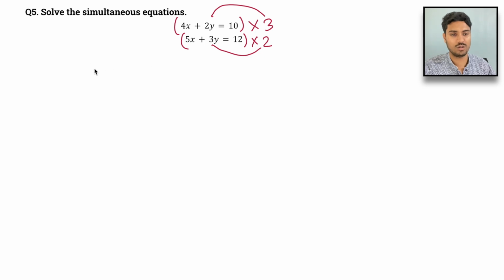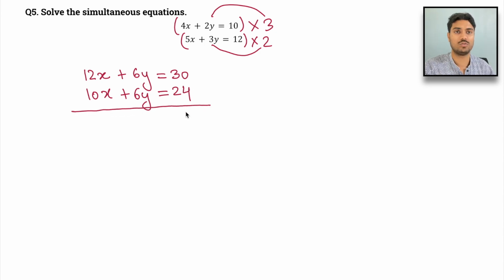So let's write the first equation. 4 3s are 12x plus 3 2s are 6y equals 10 3s are 30. Second equation, 5 2s are 10x plus 3 into 2 is 6y equals 12 2s are 24. Now because both 6y are positive, we should subtract so that 6y gets eliminated. 12x minus 10x is 2x, which equals 30 minus 24, that's 6. So x equals 3. 6 by 2 is 3.